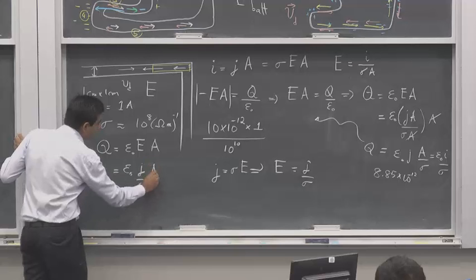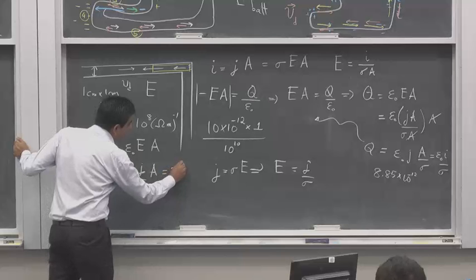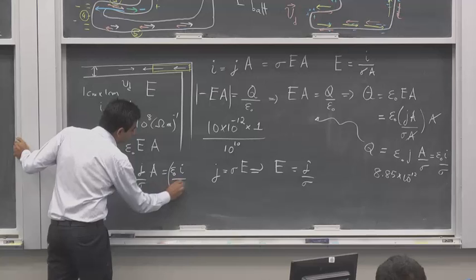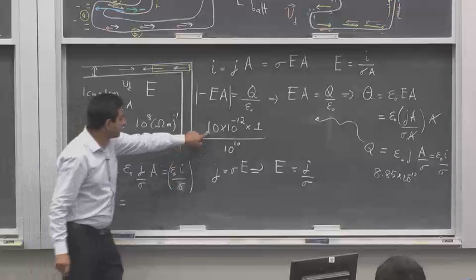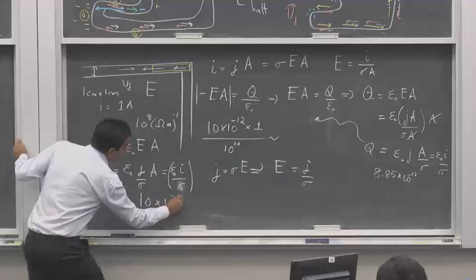Okay, now what is J into A? Current density into area is just I. Epsilon naught I over A, over sigma, sorry. Let's look at this quantity. This is 10 into 10 to the power minus 12, I is 1 ampere, this is 10 raised to the power 10. So this turns out to be 10 into 10 raised to the power minus 22 coulombs.